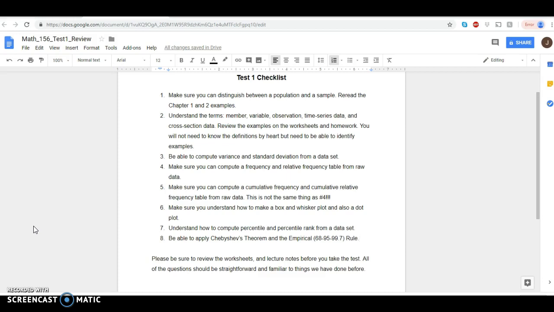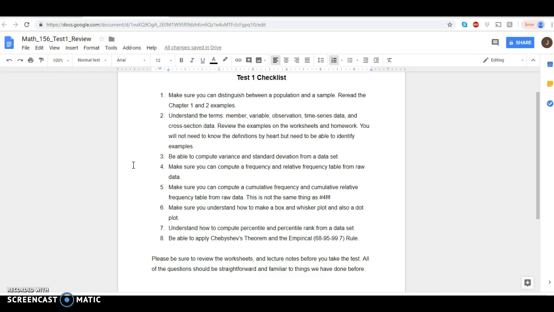So roughly the material will be over what we covered in the first 3 chapters. I've just made a little checklist and we'll do some example problems, and it should be pretty straightforward. There'll probably be some multiple choice questions and also some you need to work out. We won't be using anything besides a calculator for this test.